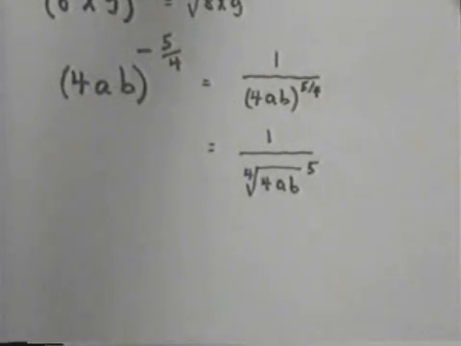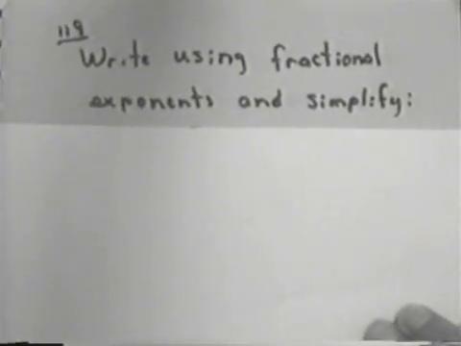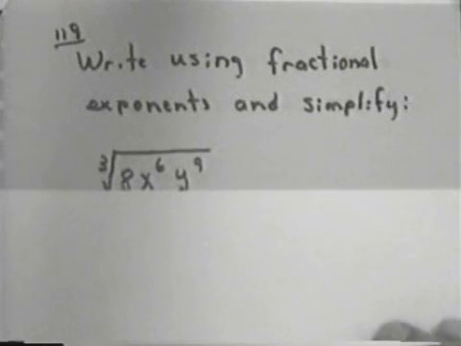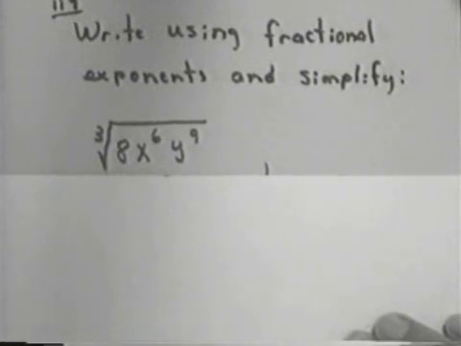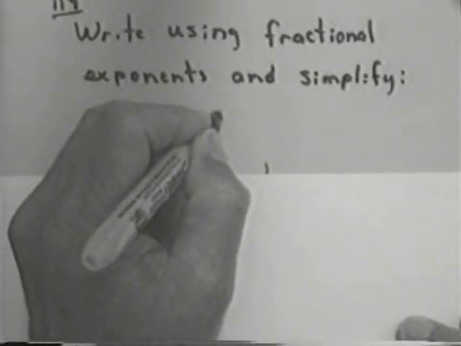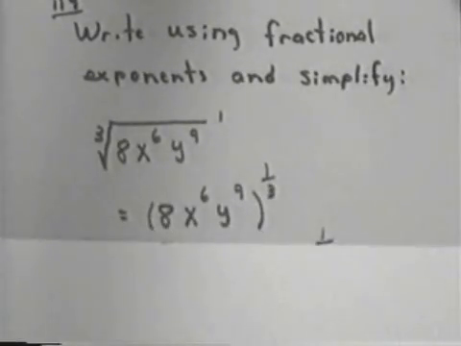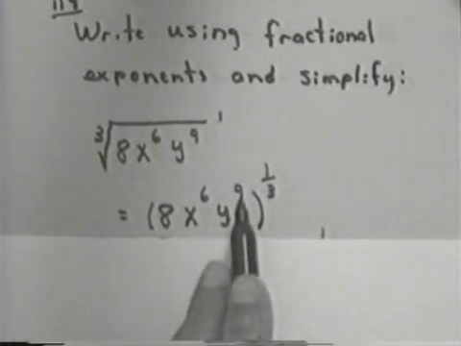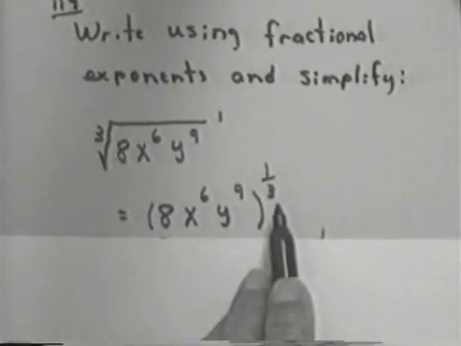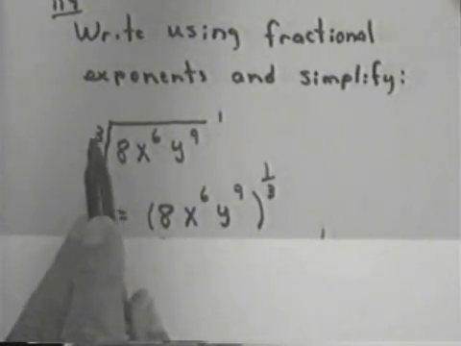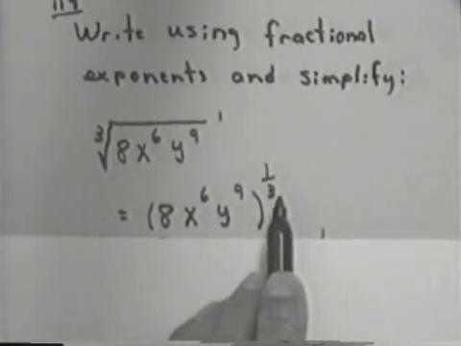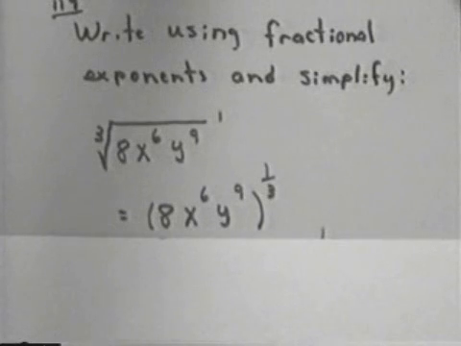We can also go the other direction. Write using fractional exponents and simplify. You've got the cube root of 8x to the 6th y to the 9th. Well, what I can do, I can say my exponent here is 1, so I can write that as 8x to the 6th y to the 9th raised to the 1/3 power. The index of the radical is the denominator of the fraction. Your exponent is the numerator.